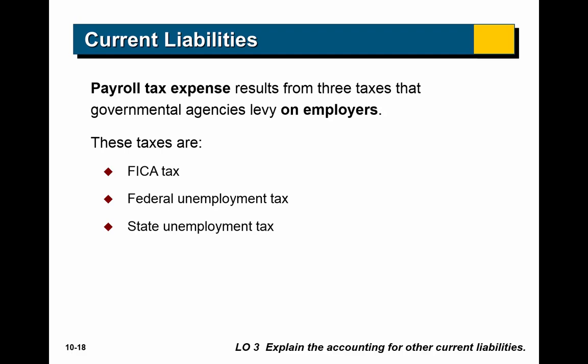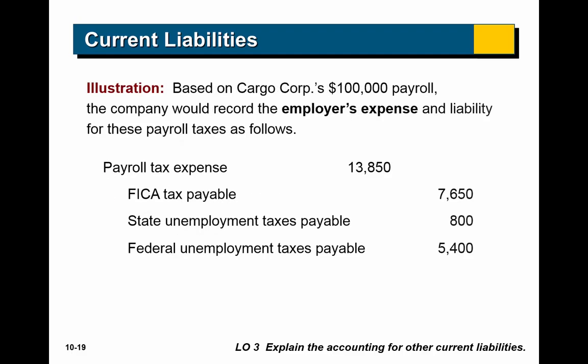The most common types of taxes you'll see are FICA, which is Social Security, federal unemployment tax, and state unemployment tax. So here's based on Cargo Company's payroll. The company would record the employer's expense and liability for these payroll taxes as follows. And there they are.